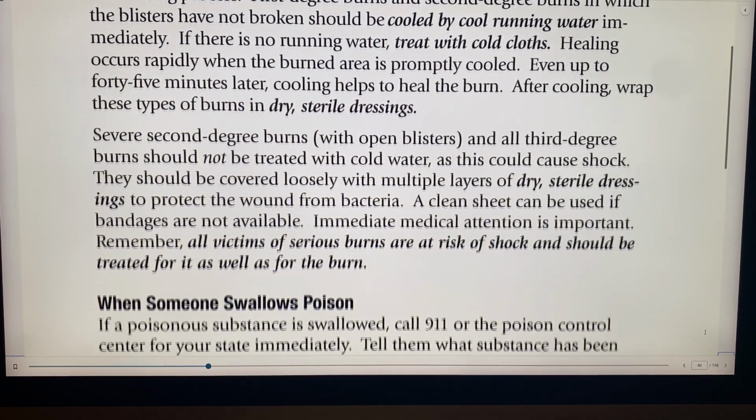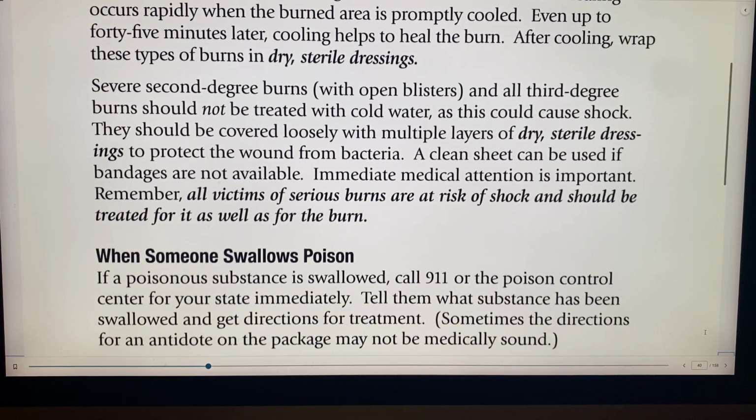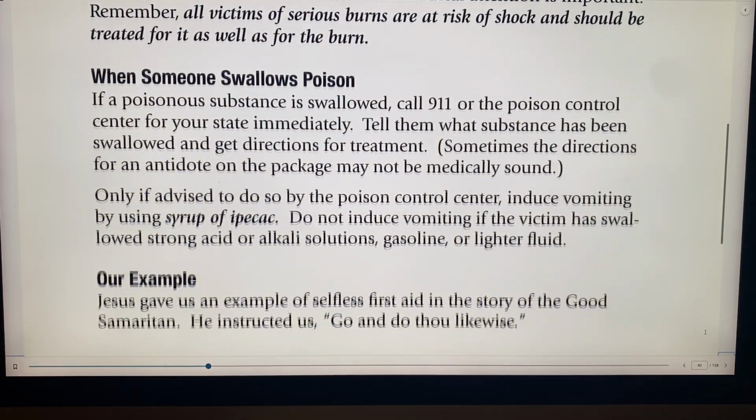And for the severe second degree burn, you too will put dry dressings, with no more cooling with the water, because you can't for the severe second degree open with blisters. And at the third degree, you're just going to put a dry sterile dressing to protect the wound from bacteria. A clean sheet can be used if bandages are not available. And immediate medical attention is so important for a burn, right? Remember, all victims of serious burns are at risk of shock and should be treated for shock too, right?